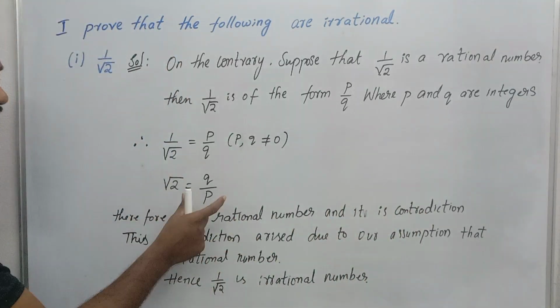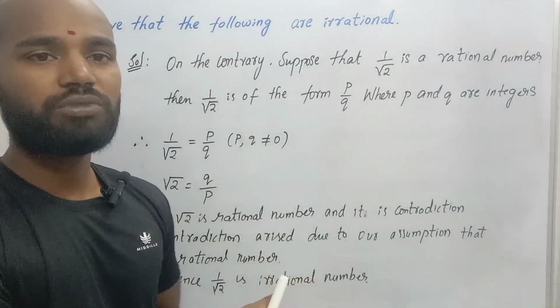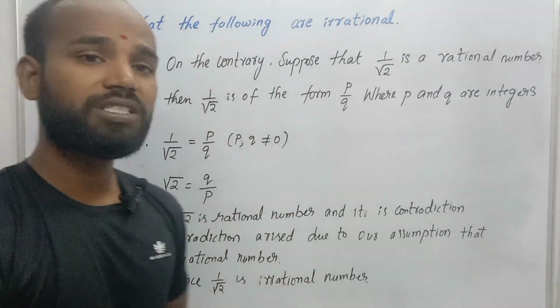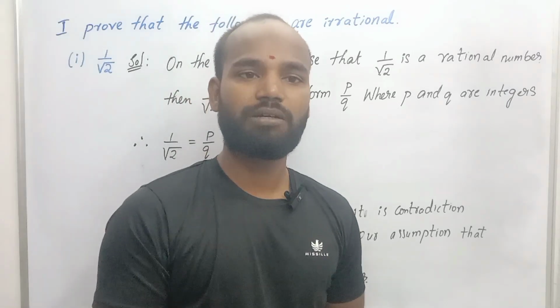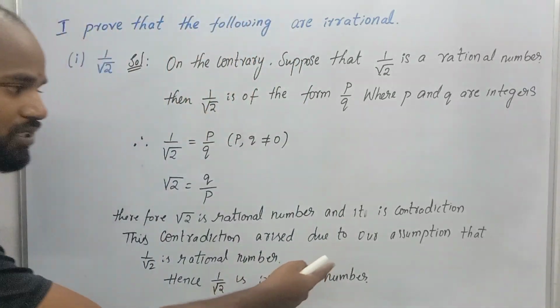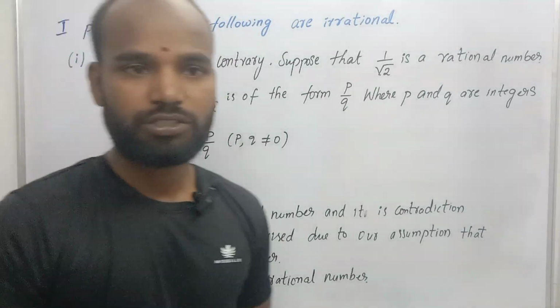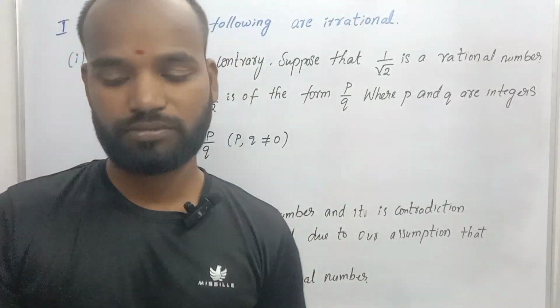This contradiction arises. Why does this contradiction arise? Due to our assumption. What did we assume? We assumed that 1 by root 2 is a rational number, right? So that is a wrong assumption. Due to our wrong assumption, 1 by root 2 appeared to be a rational number. So hence 1 by root 2 is an irrational number. So that's all about the first question.